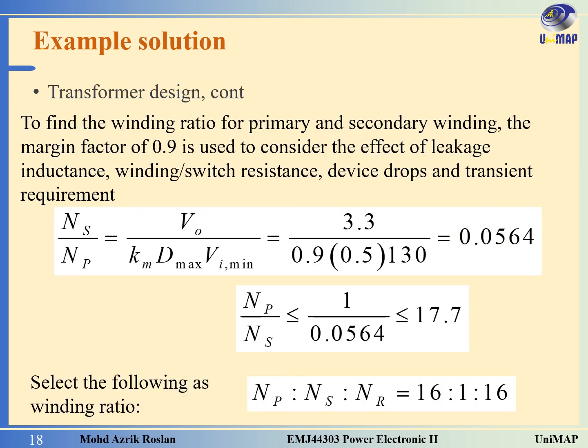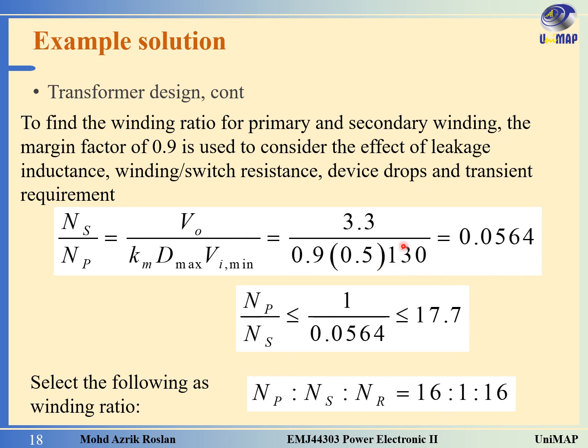For the winding ratio for the primary and the secondary winding, remember we can use this equation and add a margin factor of 0.9, because we want to consider the effect of leakage inductance, winding, switch resistance, etc. So we can use this equation and substitute everything.